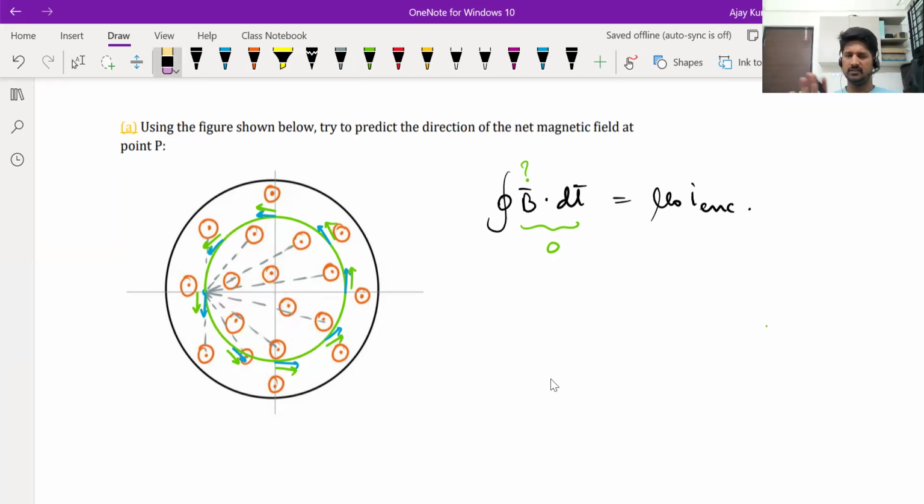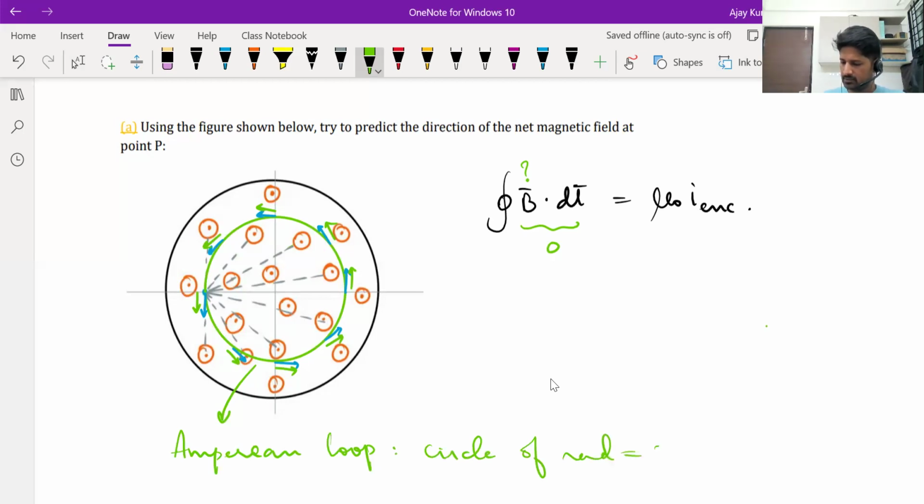I'm sure many of you would have done this question already, but you have to think deep like this before you apply Ampere's law. You should ensure that integral B dot dl becomes easy to evaluate. Now we have taken a path like this. So what is the path? We call it an Amperean loop. Basically, it's a circle of radius equal to x. And that circle clearly encloses some amount of current. It doesn't enclose all the current, but it encloses some current.